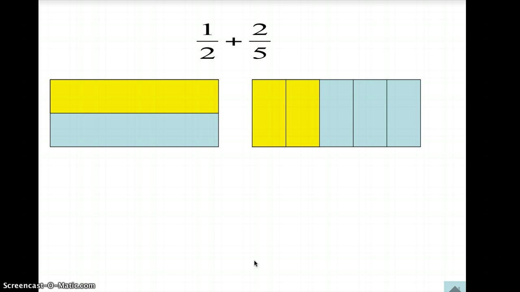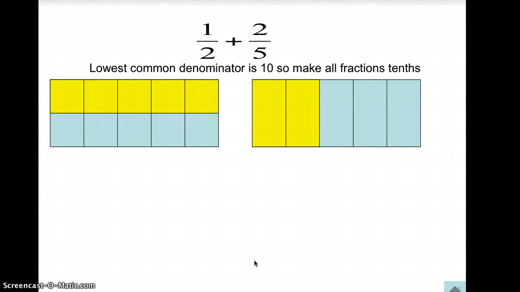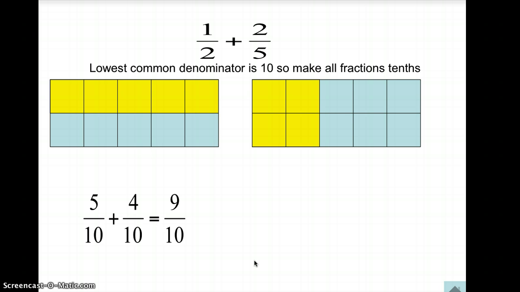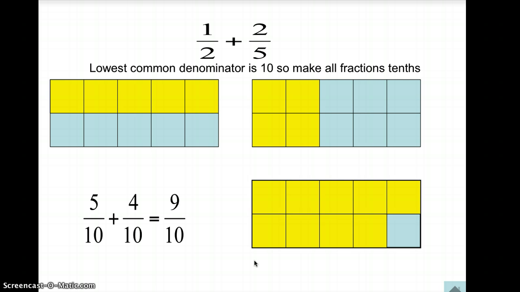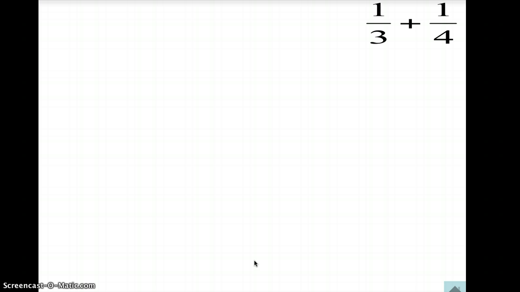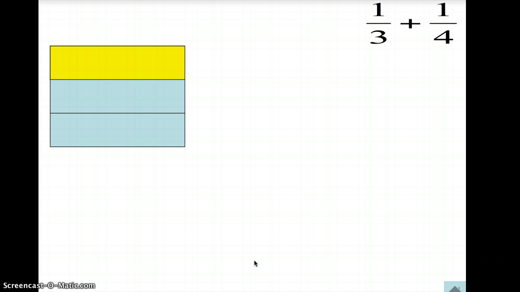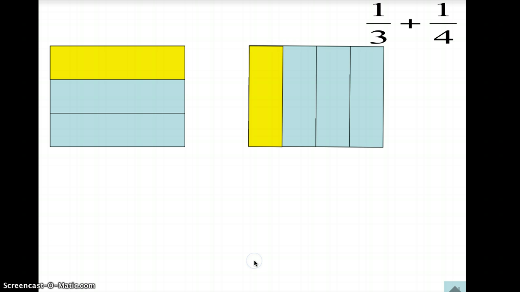So let's try another one. We've got 1/2 plus 2/5. So their common denominator would be 10. So it gives you 5/10 and 4/10, which gives you a total of 9/10. Let's do another example, 1/3 and 1/4. It's a good one. Go ahead and pause it and try and solve it on your own, and bring this one in, solve tomorrow.